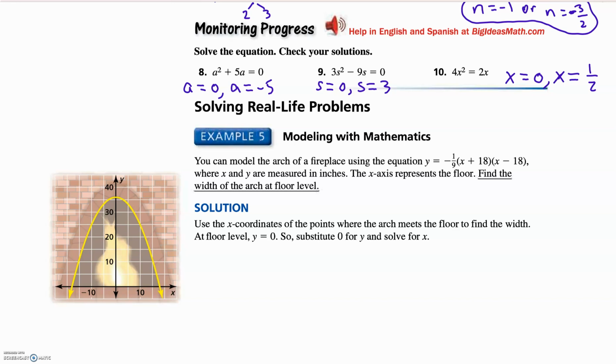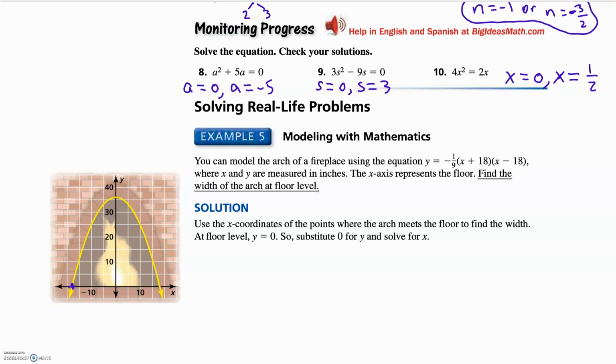modeling with mathematics. So what we have is a picture of a model of an arch of a fireplace using the equation y equals negative 1/9 times x plus 18 times x minus 18, where x and y are measured in inches. The x-axis represents the floor. So this is the floor, right? The arch, the yellow arch, represents the cutout for the fireplace. Find the width of the arch at floor level.